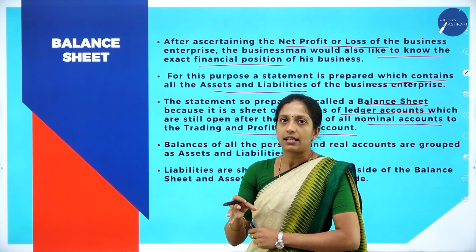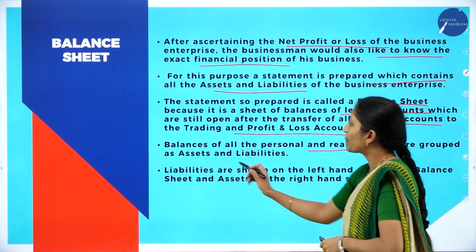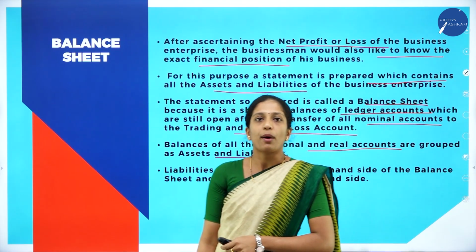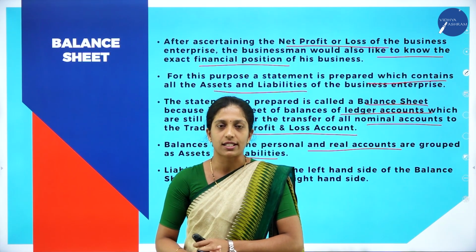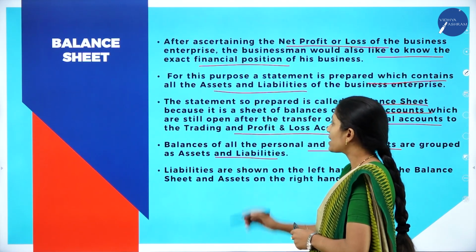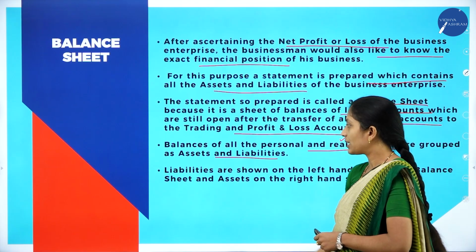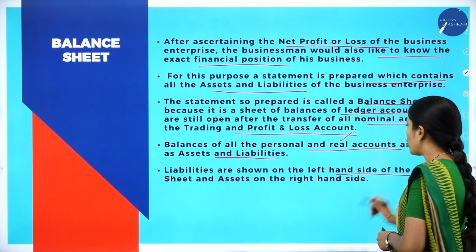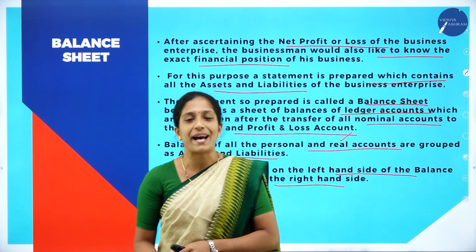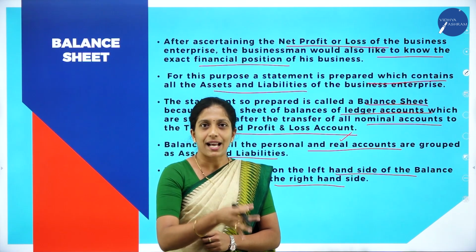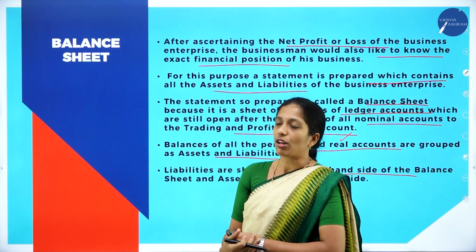So all the capital items come under the balance sheet. Balances of these personal and real accounts are grouped as assets and liabilities. All the nominal accounts come under your trading profit and loss account, and other than that all the personal as well as real accounts come under the balance sheet, that is all your assets and liabilities. Liabilities are shown on the left hand side of the balance sheet and assets on the right hand side. So how do you draw the balance sheet? On the left hand side it will be liabilities and amount, and on the right side assets and amount. That would be the format of the balance sheet.